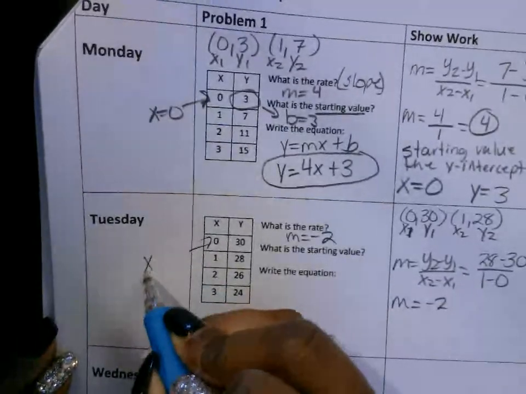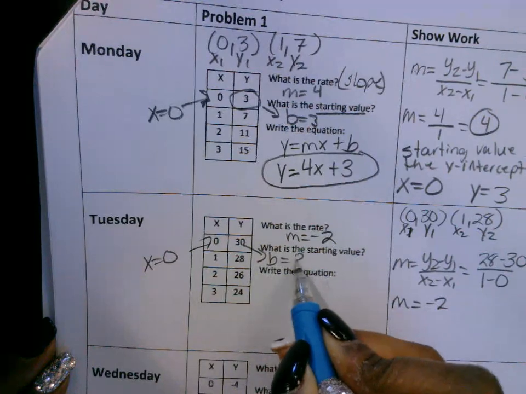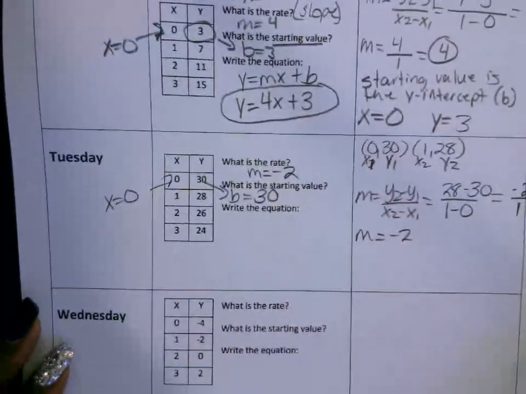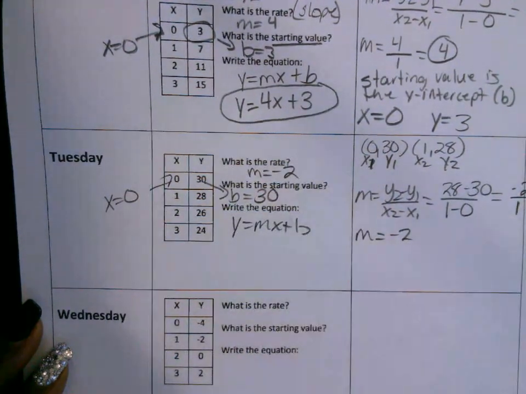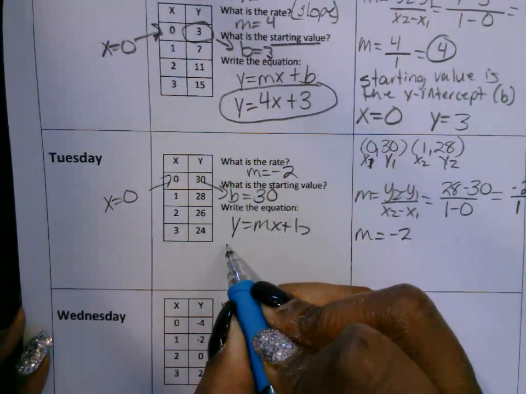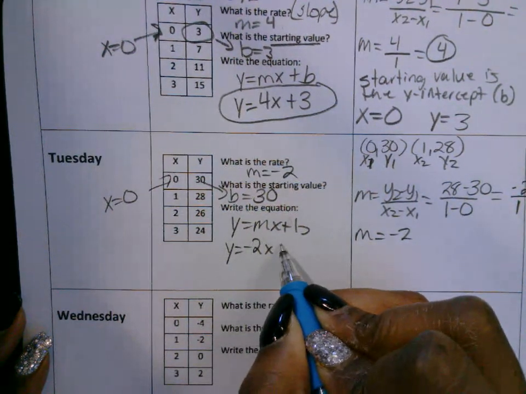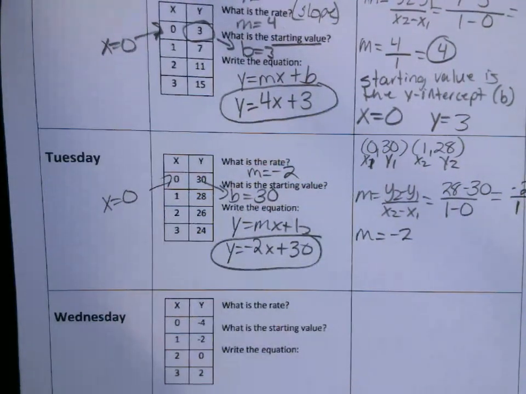Wherever your x is equal to 0, that y value is going to be b. So b is 30. How then do I write this as an equation in slope intercept form? y equals mx plus b. -2x plus 30. Good job.